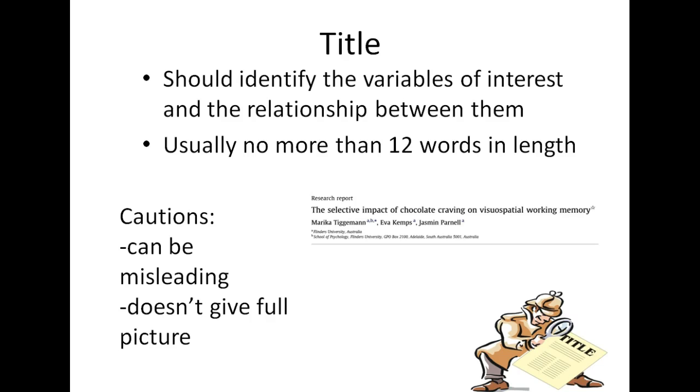Let's start with the title. A title identifies the variables of interest and the relationship that they've found between them. It's usually 12 words in length. You can see in my example here, the selective impact of chocolate craving on visuospatial working memory tells you that we're looking at cravings and working memory.